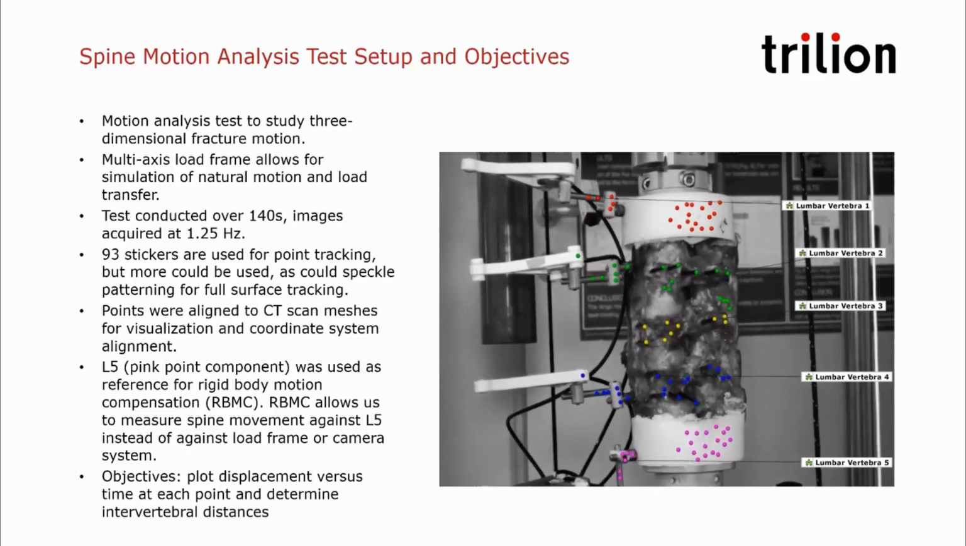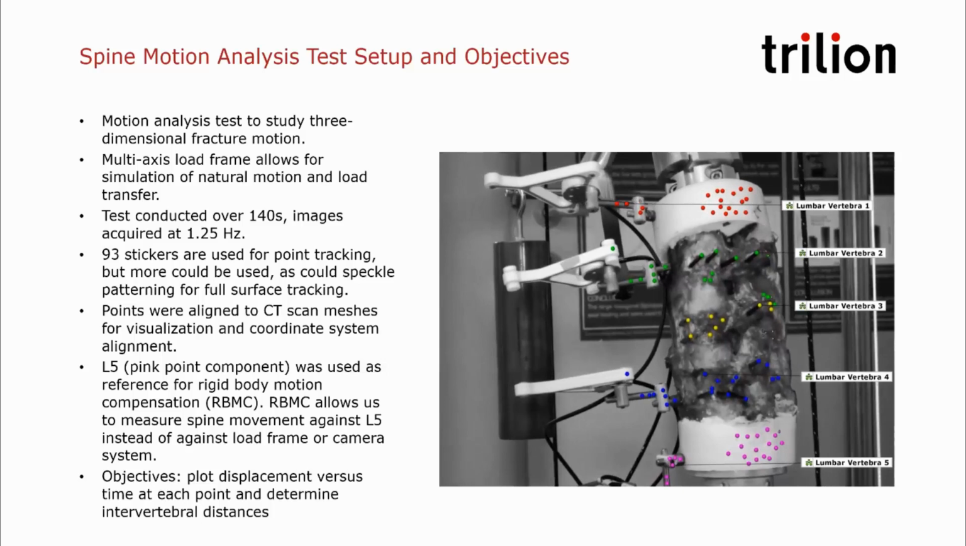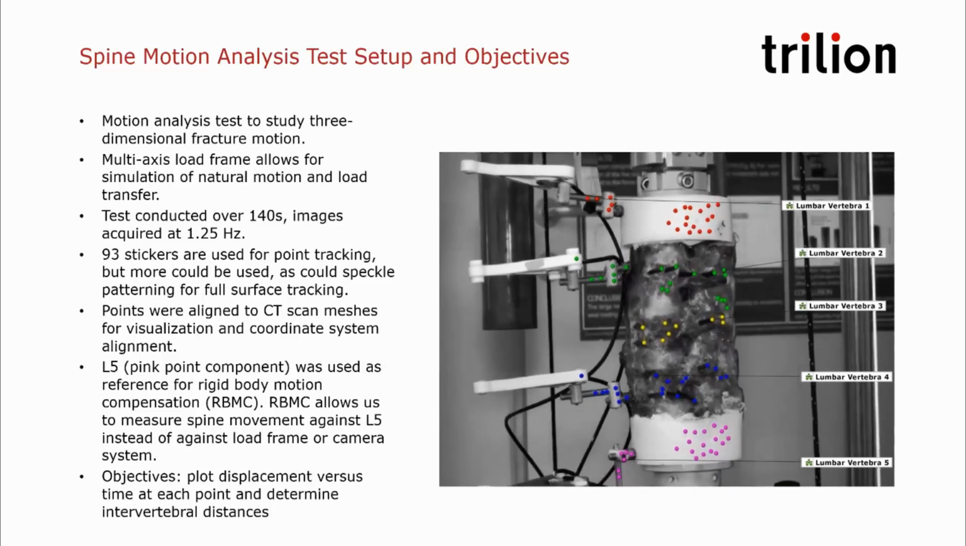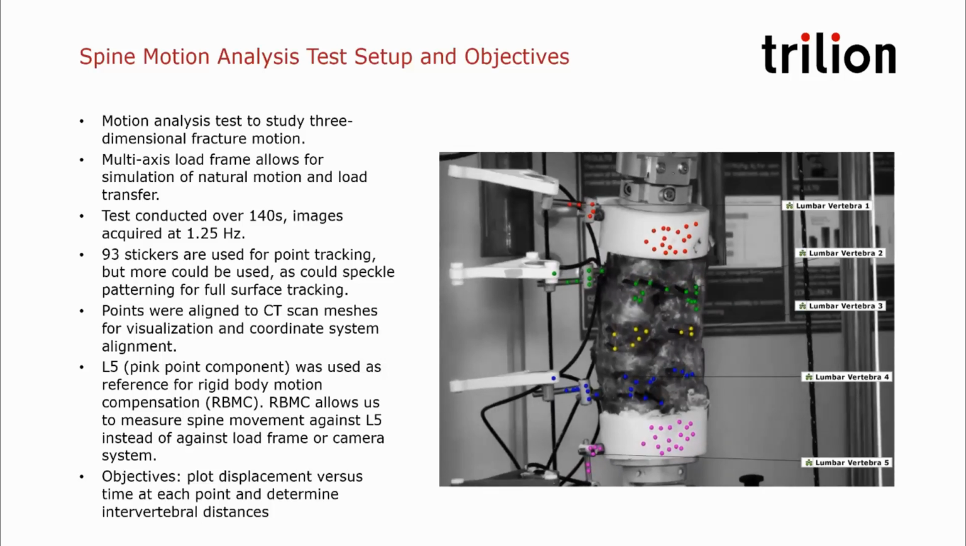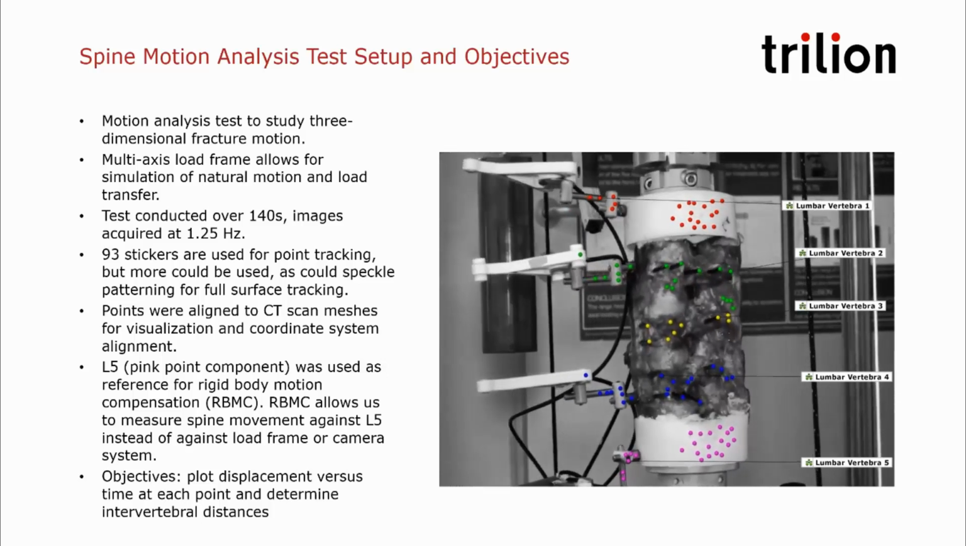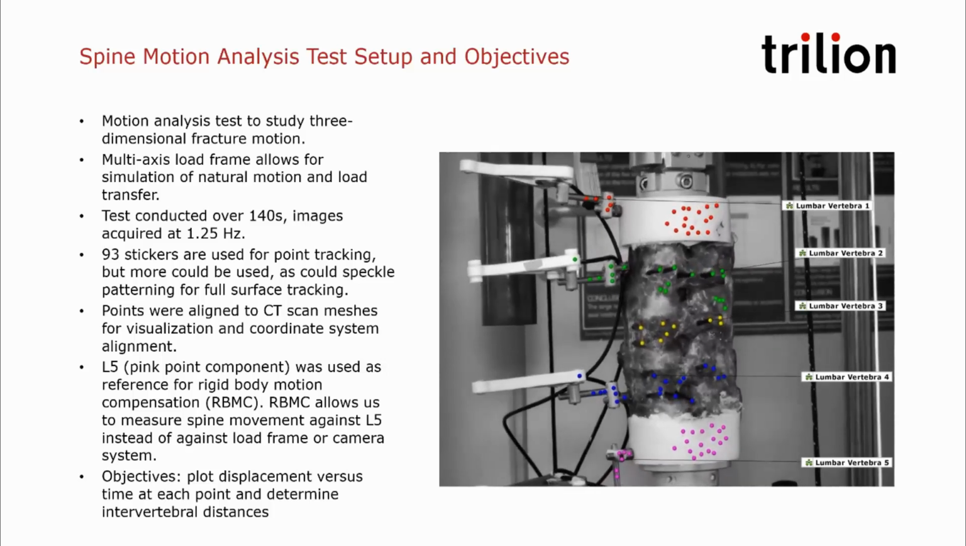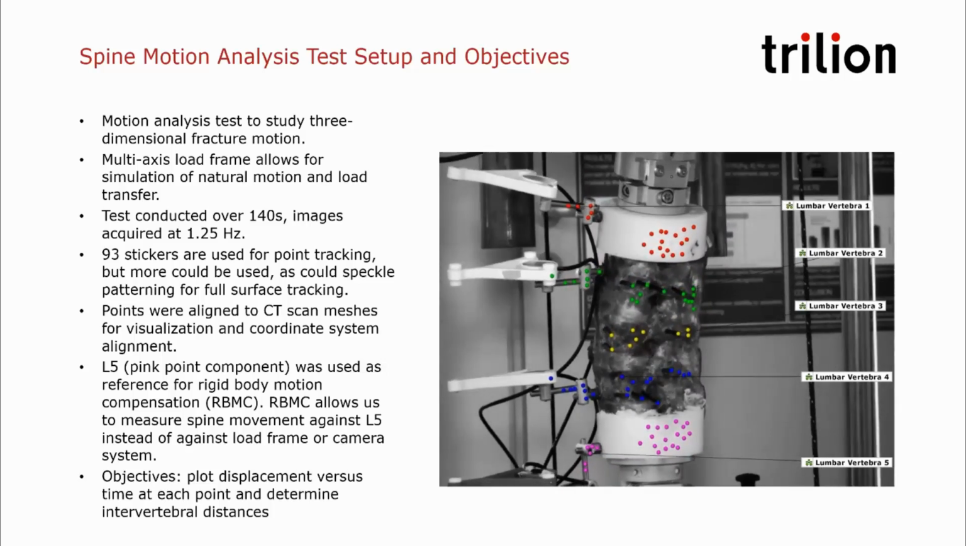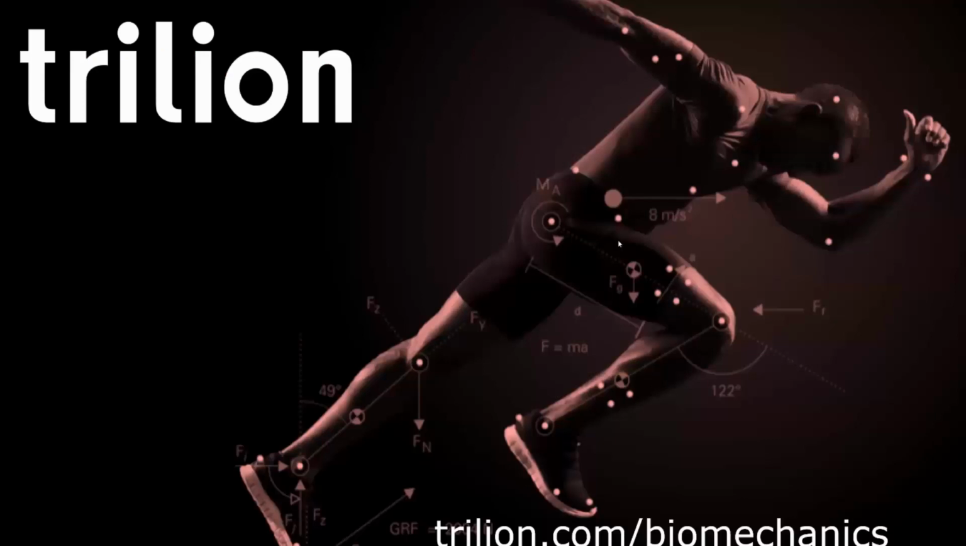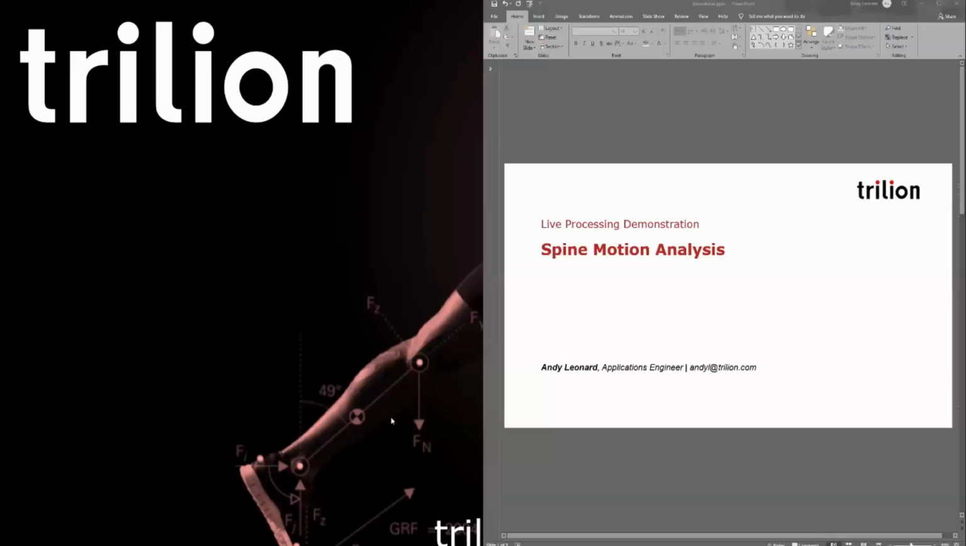And our goal for this analysis is going to be to plot displacement versus time at each point. And to determine the intervertebral distances, we're going to be particularly interested in what's happening in the distance between LV4 and LV5. And so with that, let's go ahead and switch over into the project.